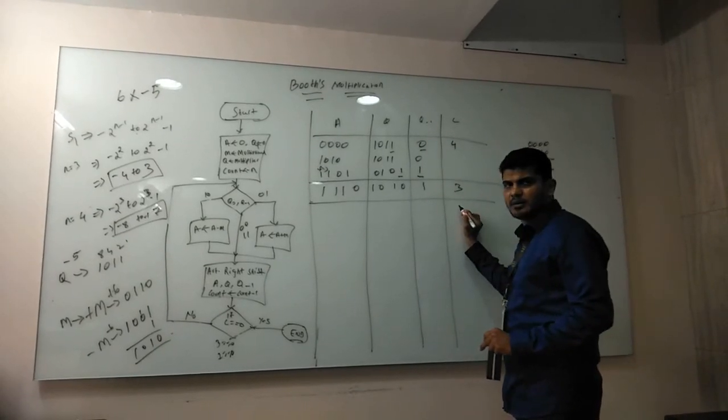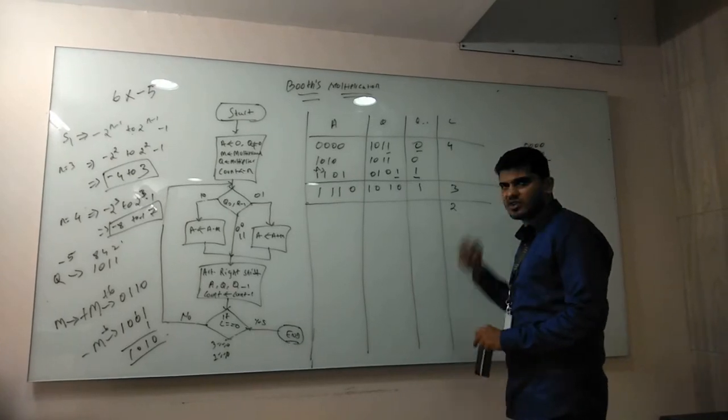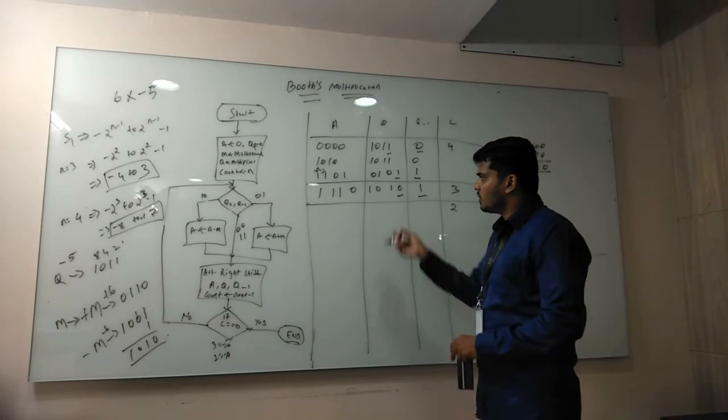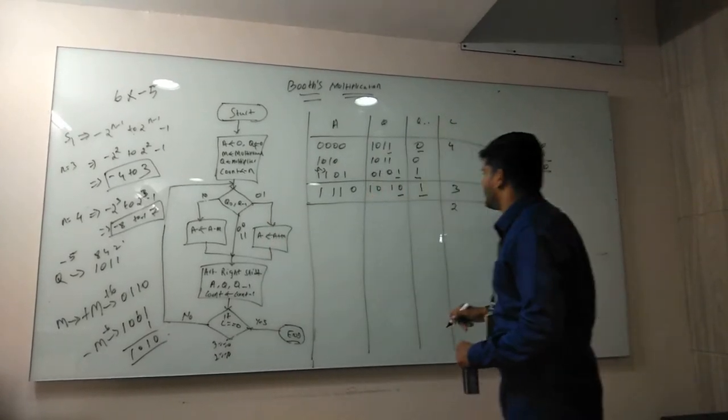3 becomes 2. And check whether the counter is 0 or not. It's not equal to 0. Again, go back and check Q0 and Q minus 1. So if it is 0 and 1, 0 and 1 means you come here, A tends to A plus M.